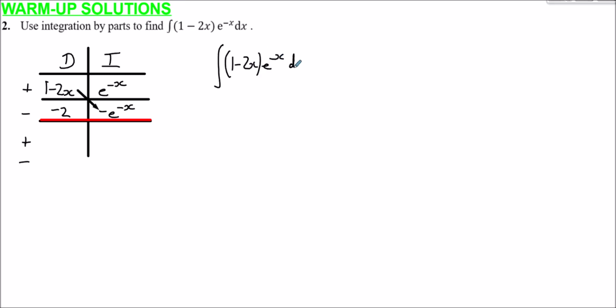So therefore, the integral of (1 minus 2x) e to the minus x dx is going to be these two multiplied together, so minus e to the minus x multiplied by 1 minus 2x, and then it's going to be subtracted the integral of negative 2 multiplied by negative e to the minus x. Multiply these two together gives a positive, because minus times a minus gives a positive, so minusing away 2 lots of the integral of e to the negative x with respect to x.